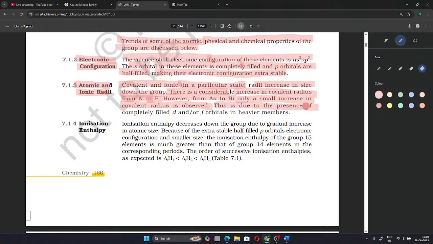This is due to the presence of completely filled d or f orbitals in heavier members. These d or f orbitals are very poor at shielding. So the effective nuclear charge on the outer electron increases, and the nuclear charge will pull the electrons toward the center. This will thereby reduce the size of the atom.